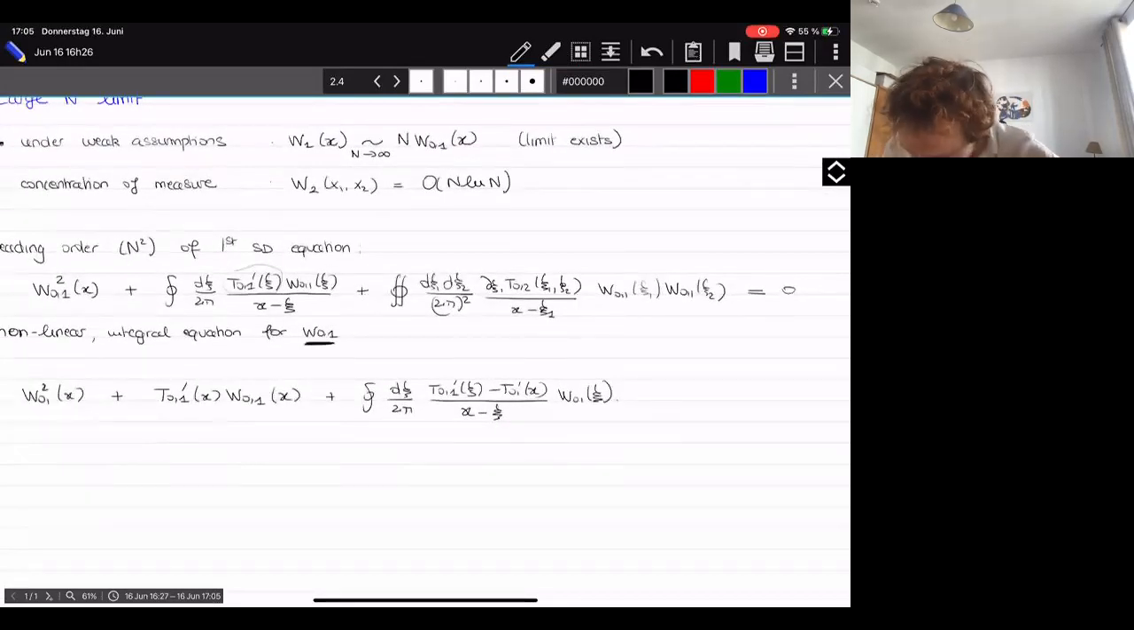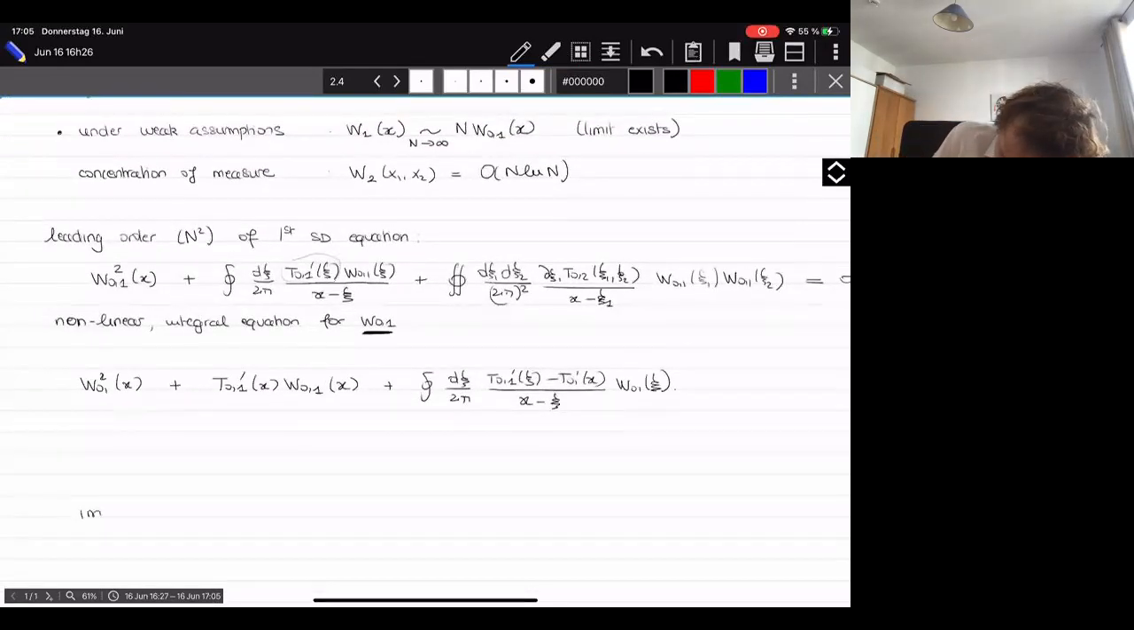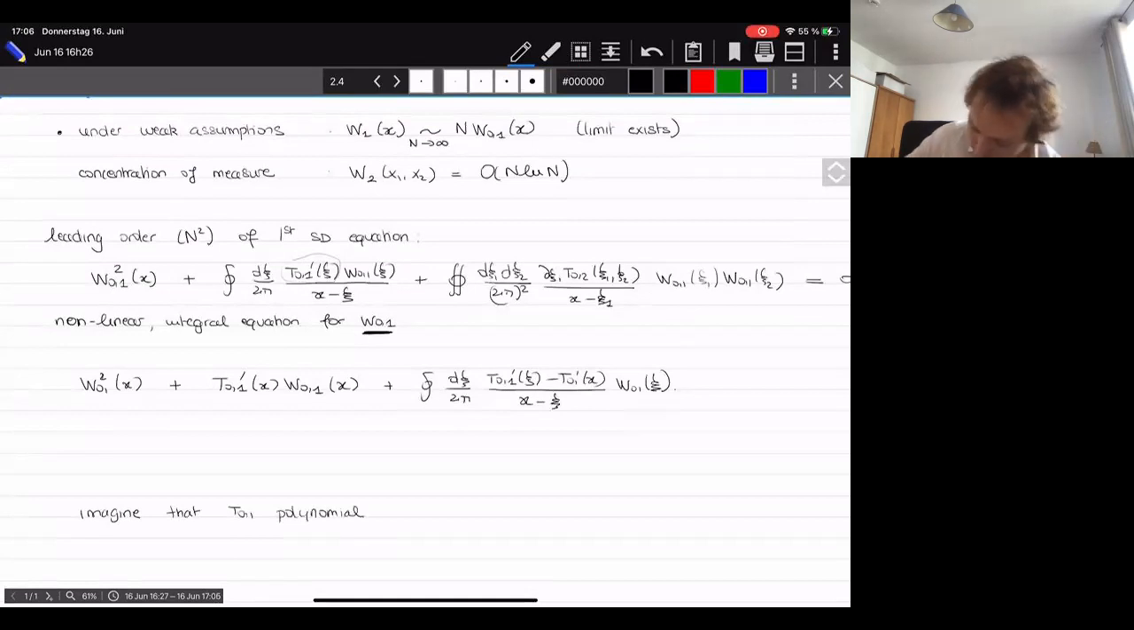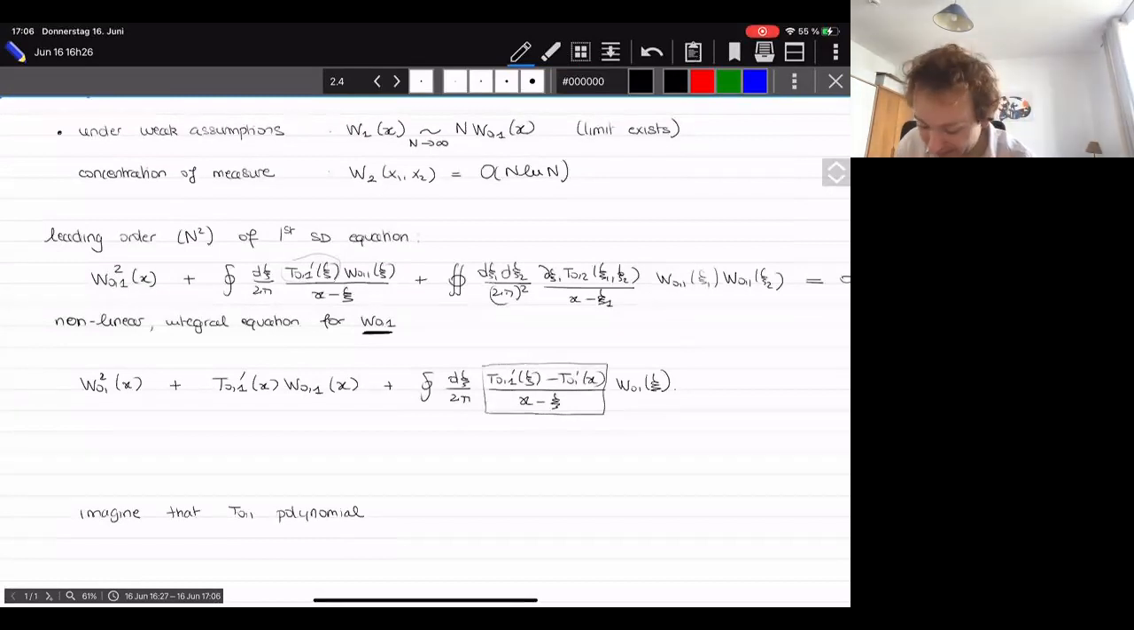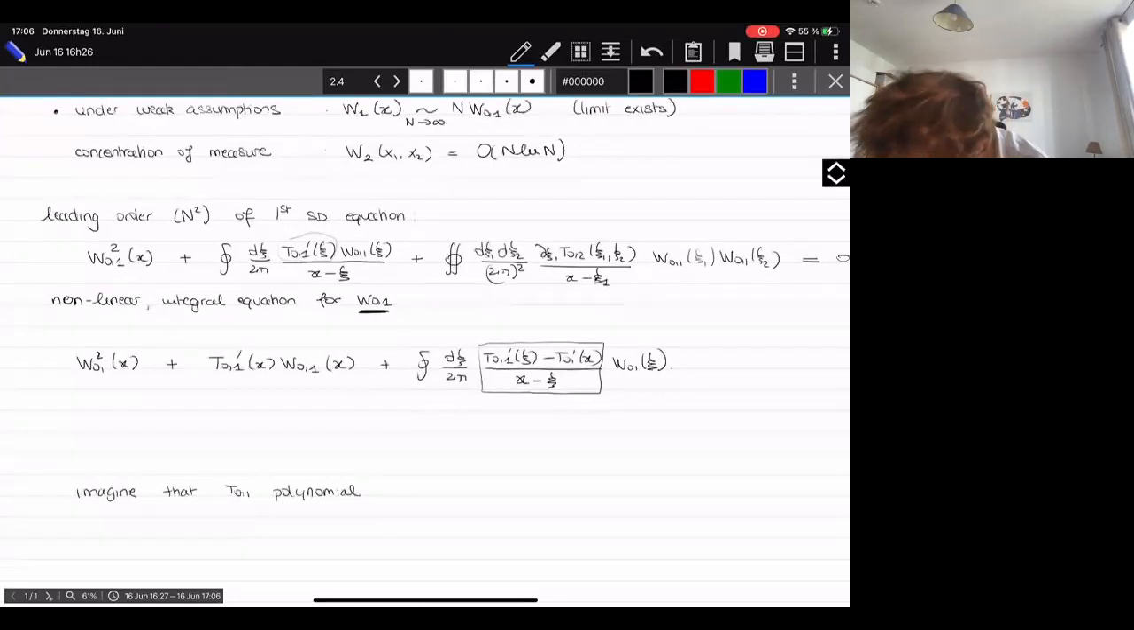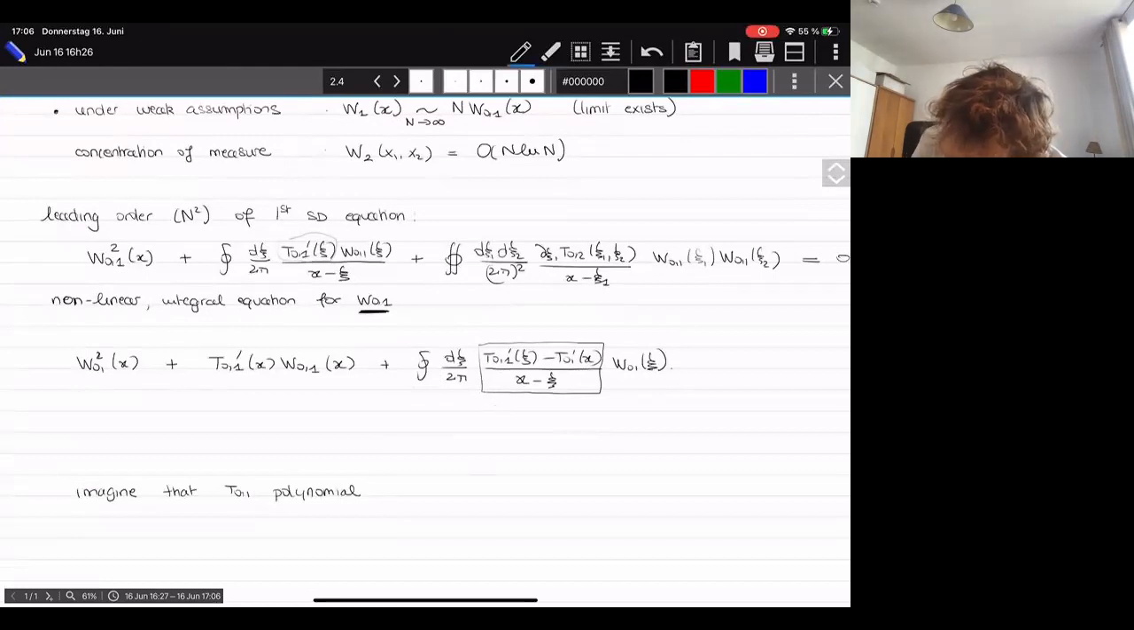So before going further, let's explain why we wrote it like this. Imagine that T01 was a polynomial. Then this quantity here, this ratio, is also a polynomial in X and in Xi. Therefore, whatever it is, this thing is going to be a polynomial. The full contour integral is going to be a certain polynomial, which I don't know, but I at least know it's a polynomial.